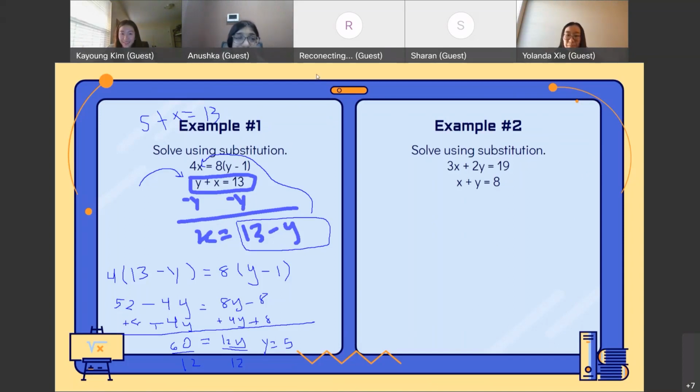That's funny. But yeah, so the two of you in the chat are right. So 5 plus 8 is going to equal 13. So y equals 5, x is going to equal 8. And we can write our answer in the form of a coordinate point. So that would just be 8 comma 5.